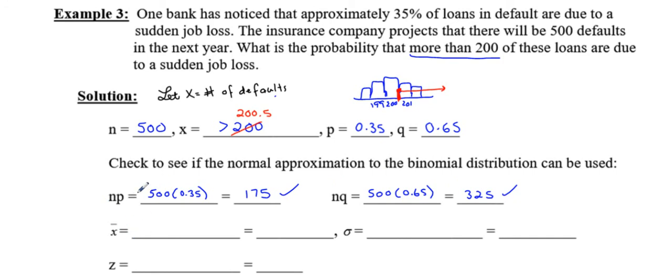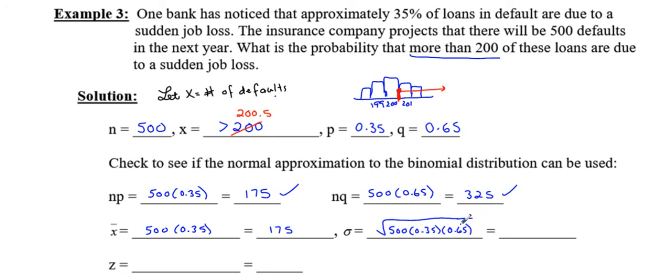The mean is the same as this because it's also n times p. So you really don't have to show this work again. You can just say that the mean is equal to 175. The standard deviation is the square root of n times p times q.